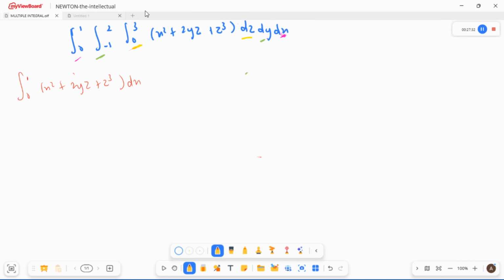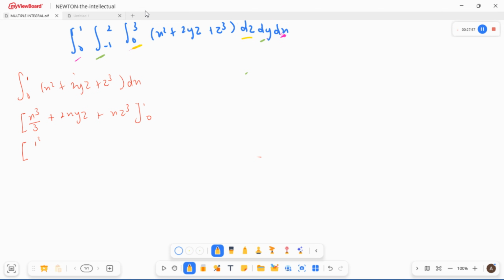So now we're integrating with respect to x, right? So that means every other variable here, we take it as a constant. So x cubed over 3 plus 2xyz plus xz cubed from 0 to 1. Then we just impute our values. Remember, when you impute 0, everything will automatically become 0. So let's just impute 1.